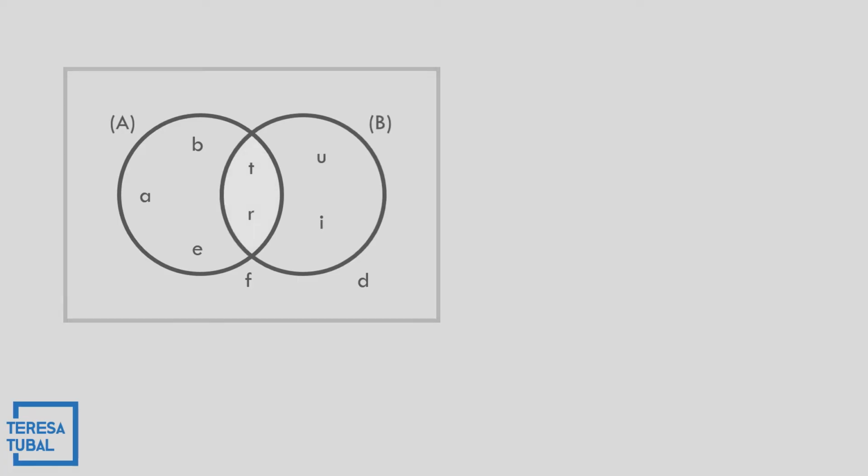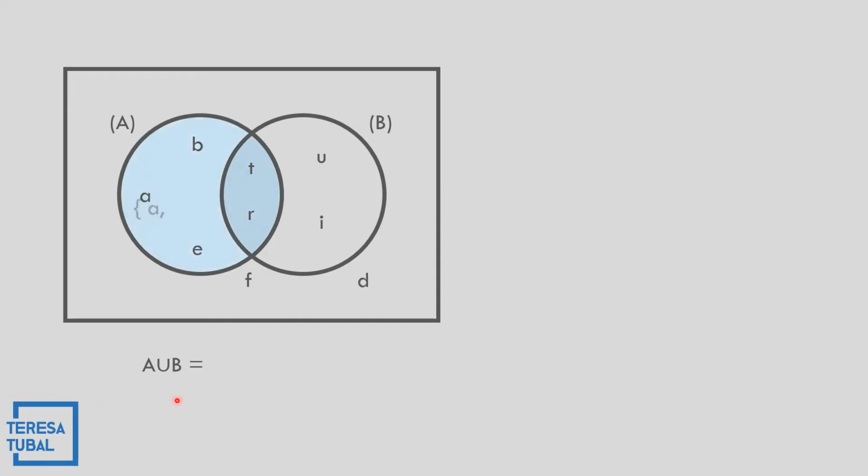As you can see in the diagram, we have event A. The letters are A, B, E, T, and then R. And event B, we have the letters T, R, U, and then I. Outside the event A and event B, we have F and D. So let us find out the A union B.